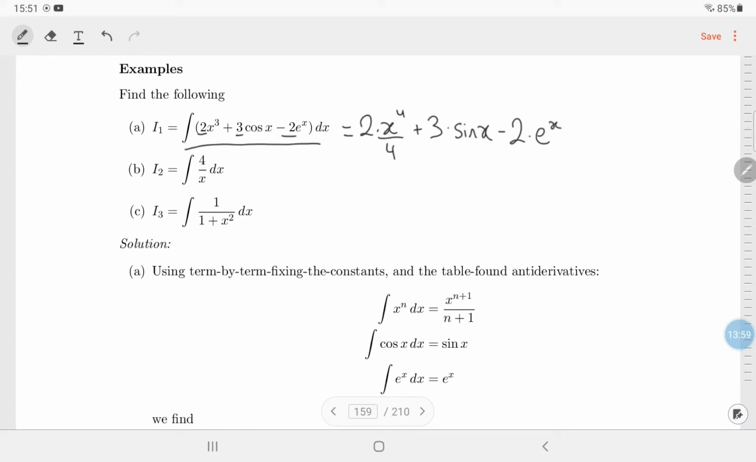And we could tidy that up a little bit. We could do the 2 over 4 as a half. Maybe we'll do that. And because we're anti-differentiating, we need to do plus a constant.